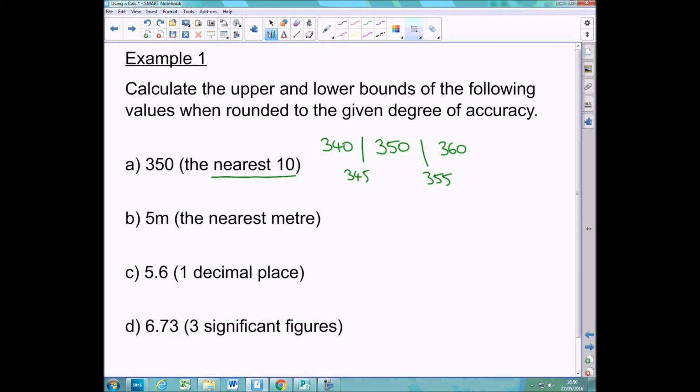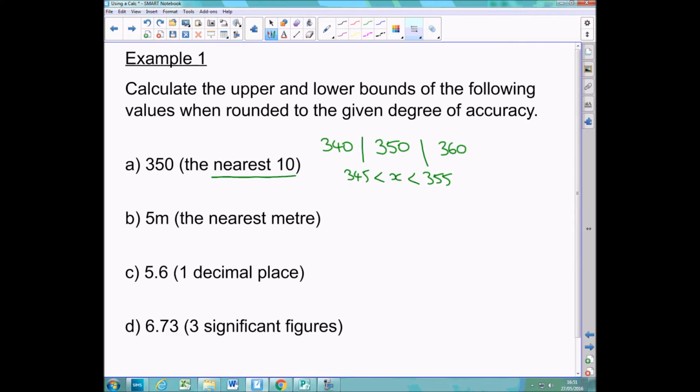Now how do we display our answers? Usually they ask you to display your answers using inequality notation. So how do we do this? We start off by putting an x in the middle, because this is our unknown number. We need to show that x is greater than 345, so we use an inequality sign here. And we need to show that x is smaller than 355, so we use a similar inequality symbol there.